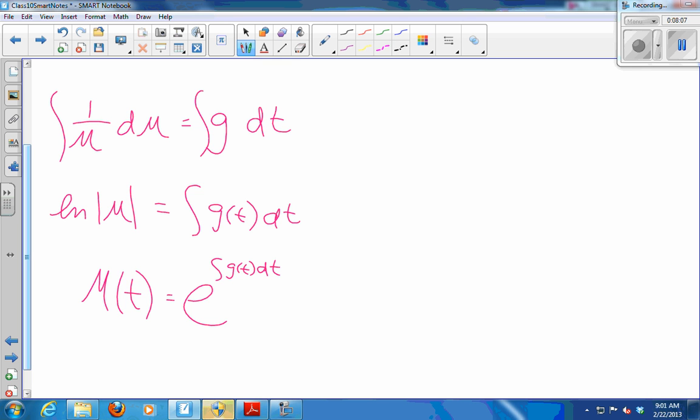So mu we can get. Got it. So that's not going to be too hard because it's a nice separable differential equation. But this isn't the answer to our differential equation. This was like a little side trip that we discovered along the way.